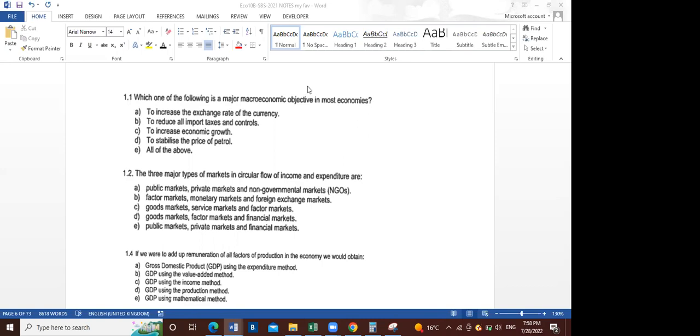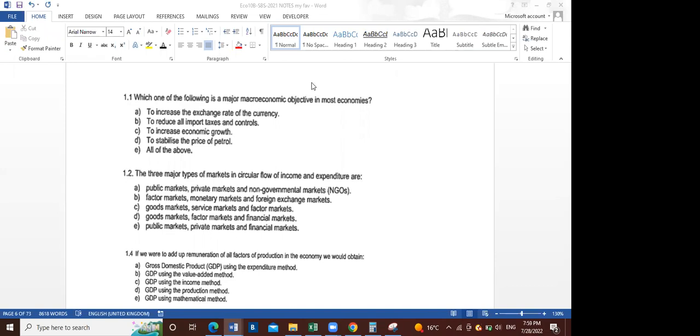Which one do you think is the most correct answer? The three major types of markets. You're saying B or C? C. All right. C, goods market, service markets, factor markets. Anyone with a different answer? Anyone who thinks otherwise? Are we all agreeing that C is the correct answer? Okay, yes. All right, everyone is saying C.